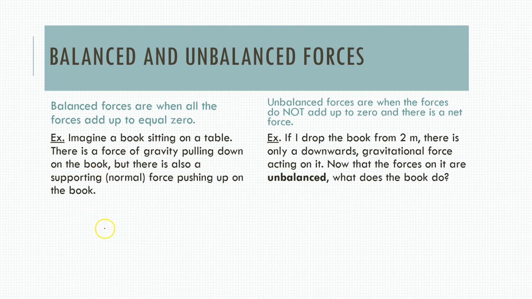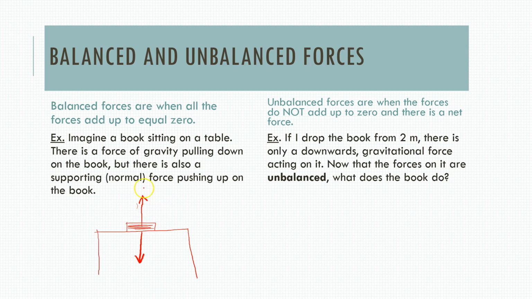Here's an example. We have a book sitting on a table. So I'm going to draw. Here's our table. It's got a crooked leg. And here's our book right here, sitting on the table. There's a force of gravity pulling down on the book, so I'm going to draw that pulling down. But if you think about it, there has to be a force that's pushing back up on the book. Wait, what? Yes, there has to be a force pushing back up on the book.